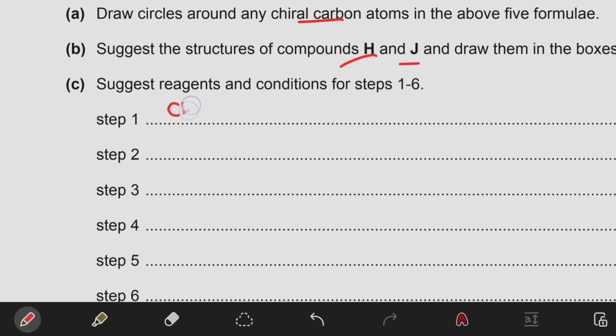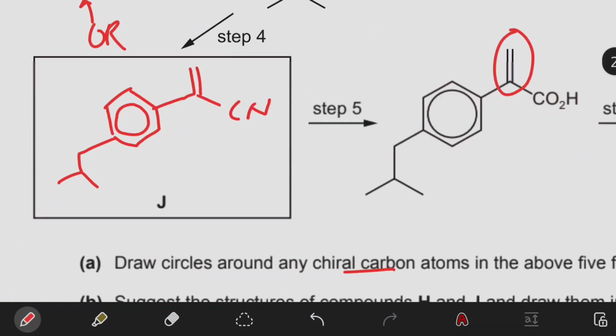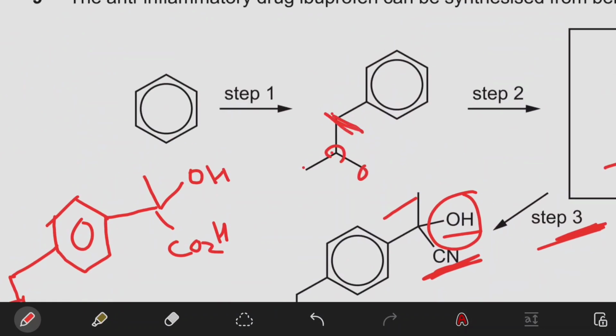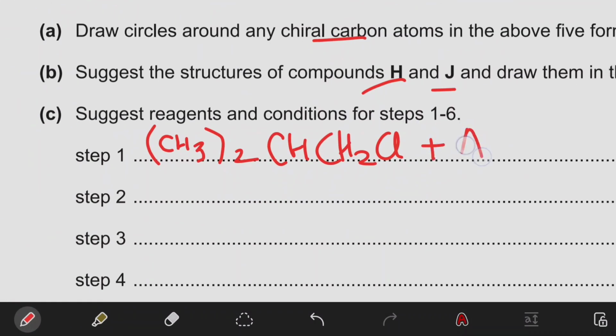It would be (CH3)2, because there are 2 CH3, these and this, and then there is CH, and then there's CH2Cl. So CH2 and Cl gets removed when it attaches itself in the place of hydrogen of the benzene ring. So that is one reagent, and we need our AlCl3 plus, don't forget, heat.